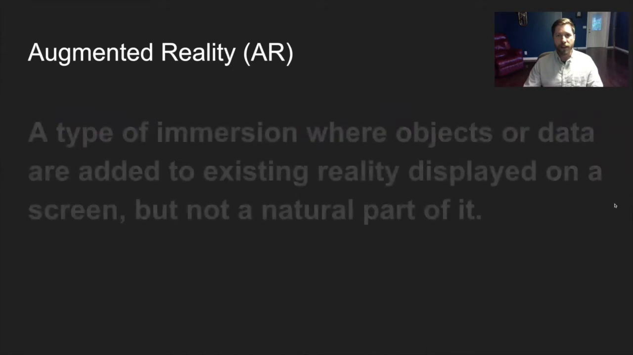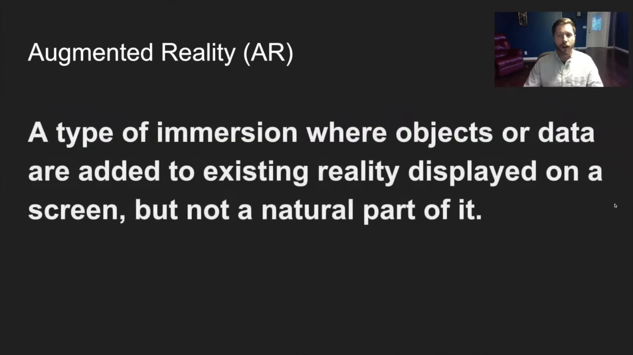So augmented reality is a type of immersion where objects or data are added to existing reality displayed on a screen but not a natural part of it. This is where the user understands that they are physically where they are. They haven't transported, like virtual reality, to another place. They're not suddenly on Mars or underwater. But in this case, they are in their actual environment, but there's a digital overlay of a virtual asset or object over top of their current environment.